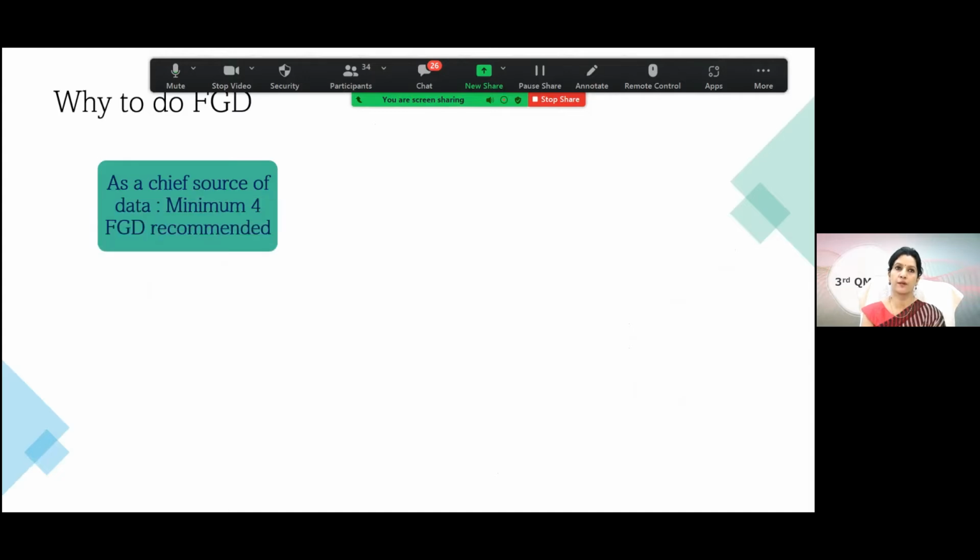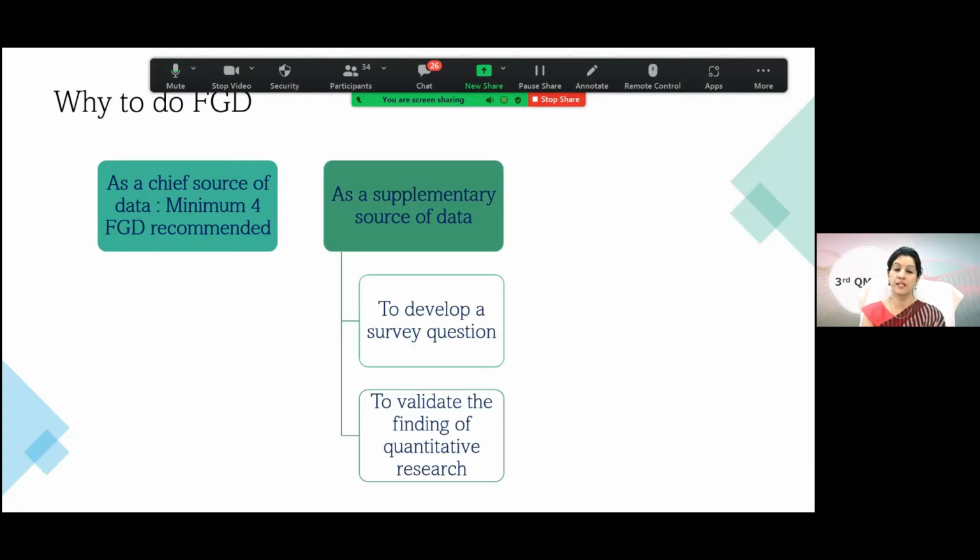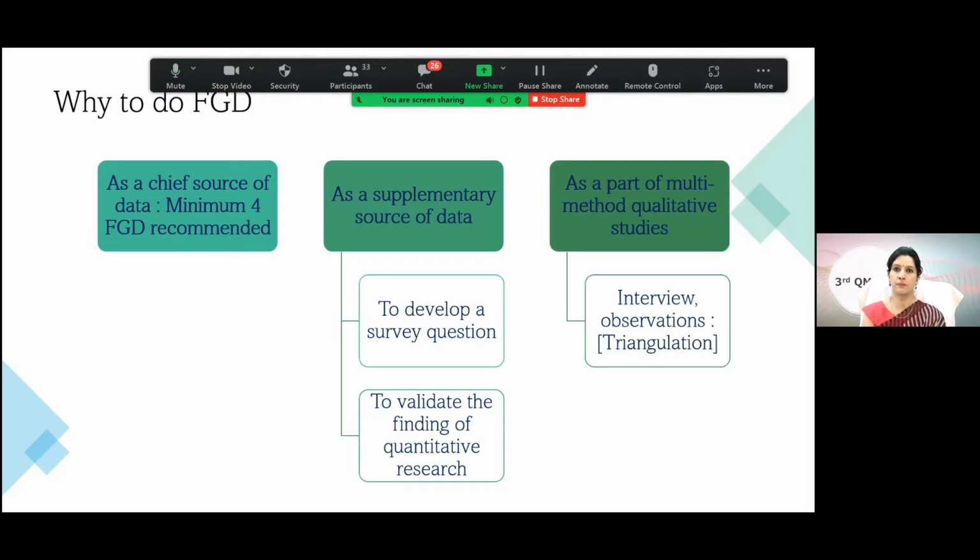So now why do FGD? When you want to have people's opinion or their consensus on anything, you do a FGD. And in this case, a minimum of 4 FGDs is recommended when it is the chief source of data. If you are using it as a triangulation method, like in many research studies, you will see that people do FGD as well as in-depth interviews. Or you are using it as a supplementary source of data to develop a survey question or to validate the findings, or you can use it as a part of a multi-method qualitative study.